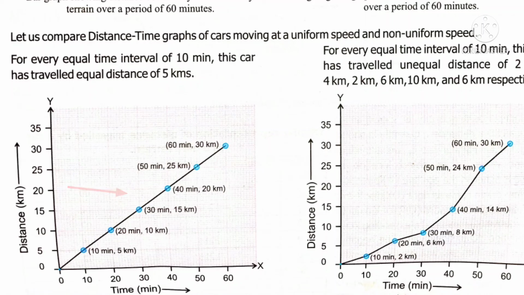This graph plots the uniform speed of a moving object, whereas this graph shows non-uniform speed of a moving object, because the object covered different distances in a fixed interval of time. The interval of time is 10 minutes, but the distance covered is different. First 10 minutes it will cover 2 km, again 6 km, again 2 km, again 6 km. Like that, there is variation in distance in a fixed interval of time. That is what this plot shows: non-uniform speed of a moving object.